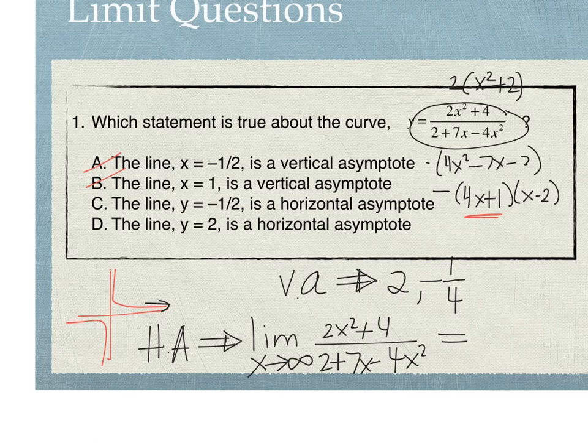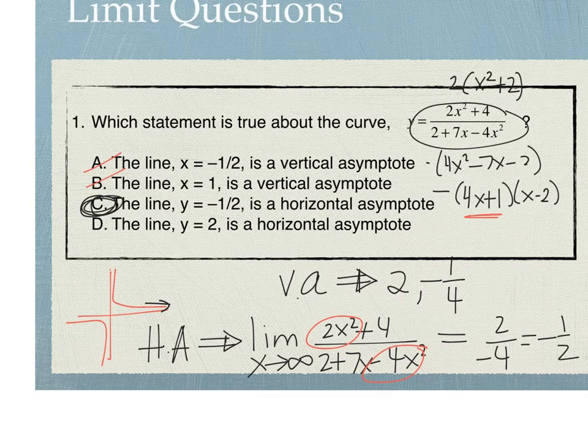So I would expect there to also be a bunch of mistakes. I feel like a lot of people would just look at the front numbers, so it's 2 and 2 here, right at the front. But that's not the way you should look at it. You should look at the highest degree on both the top and the bottom. They have the same degree, so you just take the coefficients. So it's 2 over negative 4, which is negative a half. So the answer is C.